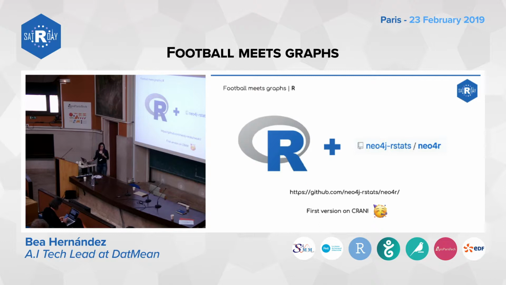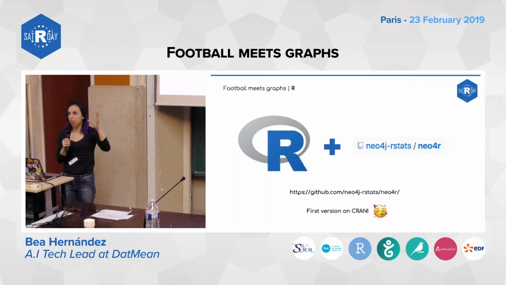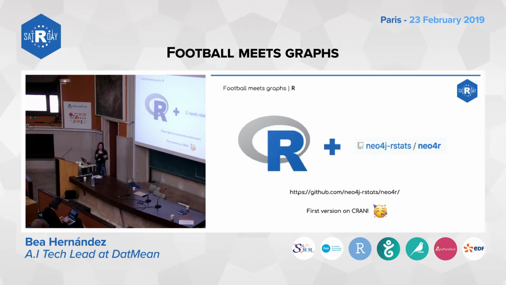I will be using R too, of course. Otherwise, I wouldn't be here. I will be using R, and I will be using the Neo4R API wrapper, which is developed by Colin, one of the organizers over there. The first version is on CRAN, so I thought, that's good. People can use it now. It's really early stage, but you can do a lot of things. You can import your data into your R script, which is awesome. And you can download it there on the GitHub page.